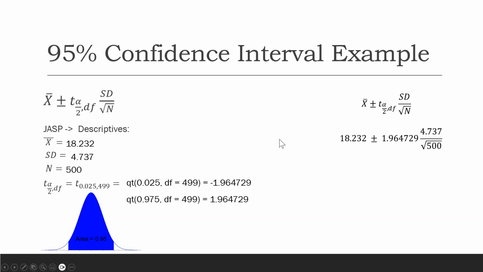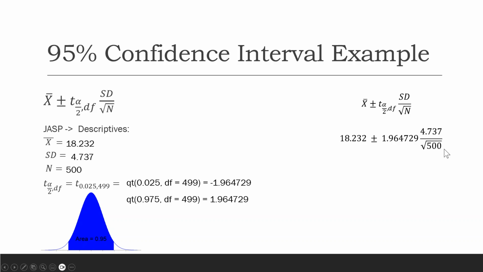So I have 18.232 in the place of X bar there. 1.964729, I just use the positive value. I'll put it in its place here for T. 4.737, I put that in its place for the standard deviation. And then we divide by the sample size of 500.